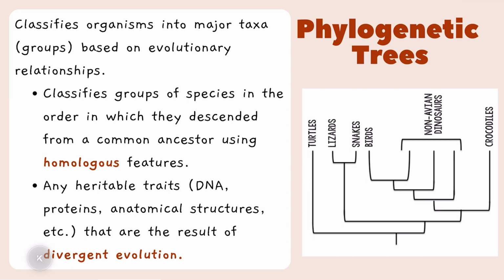So these are going to be classifying organisms into major taxa, which are just called groups based on their relationships. And so it's going to classify the groups of species in the order of which they descended from a common ancestor using homologous features. So remember what they have in common. Any heritable traits like DNA or proteins or anatomical structures are going to be the result of divergent evolution here because they are sharing a common ancestor.